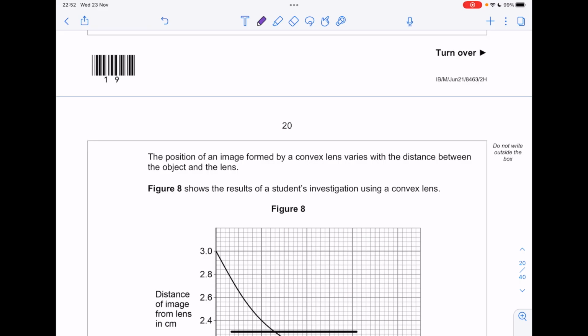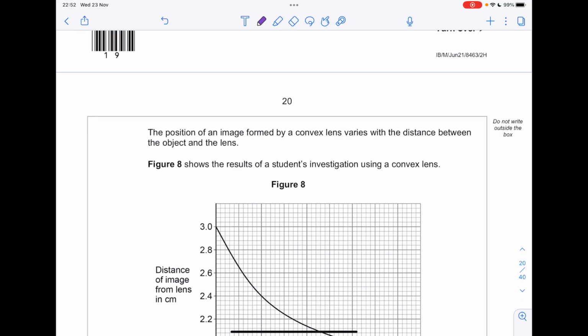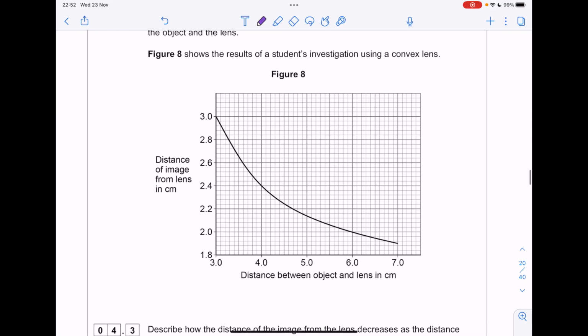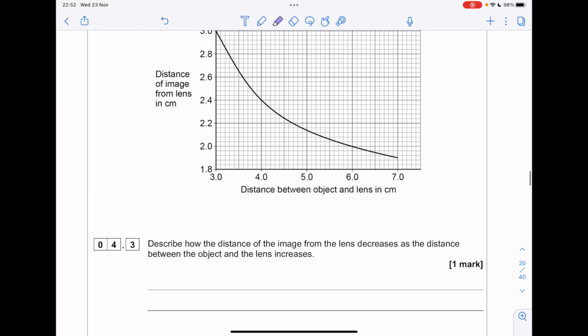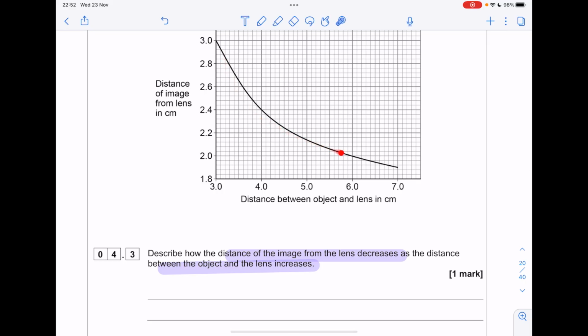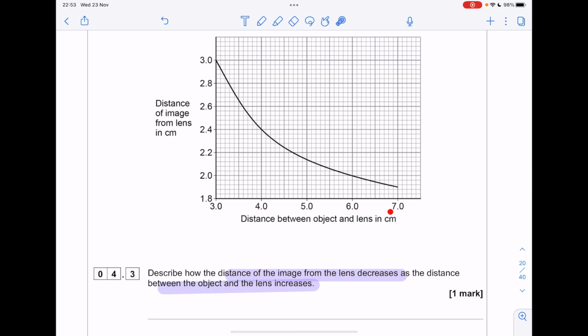The position of an image formed by a convex lens varies with the distance between the object and the lens. Figure 8 shows the results of a student's investigation using a convex lens. Describe how the distance of the image from the lens decreases as the distance between the object and the lens increases. So let's just really describe this graph line here. You can see here that as the distance between the object and the lens increases, the distance of the image from the lens decreases, and as that distance becomes greater, the gradient is shallower. So it's more gradual at larger object distances.